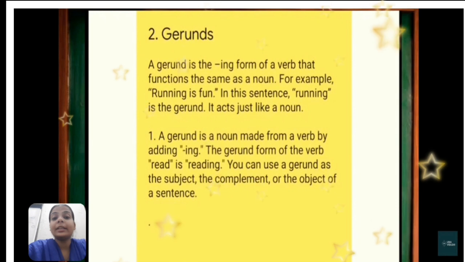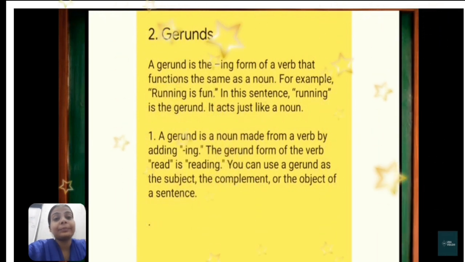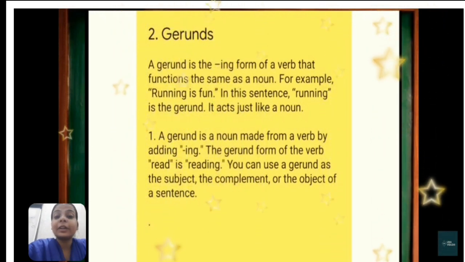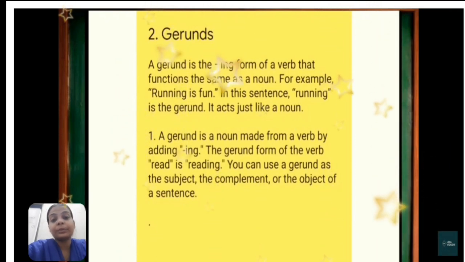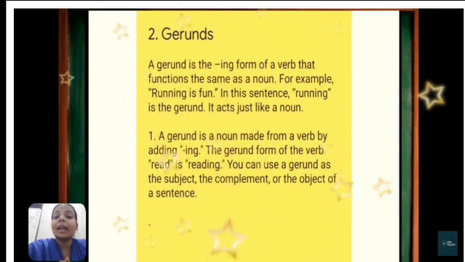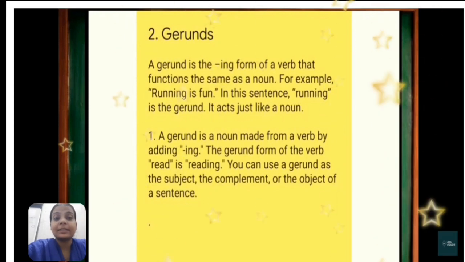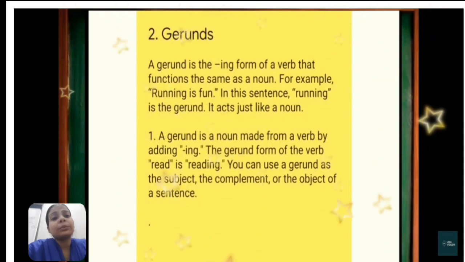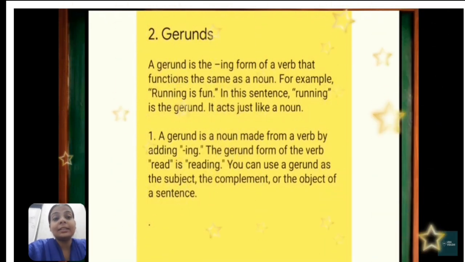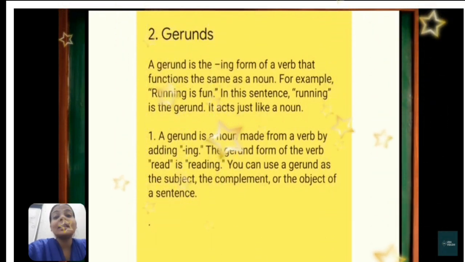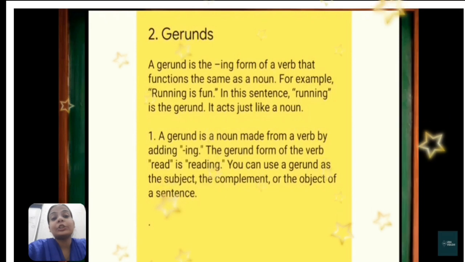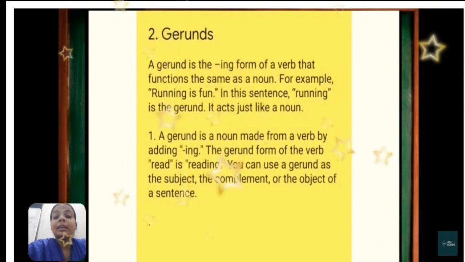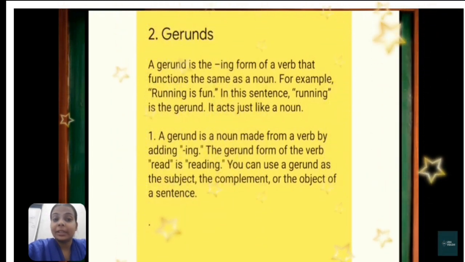Students, first of all, let's know what is gerund. A gerund is the ing form of a verb that functions the same as a noun. It means that it acts like a noun in a sentence. Understand it with one example, like running is fun. In this sentence, running is acting as a noun. So here it is called gerund. And as you can see, running is in ing form, isn't it?